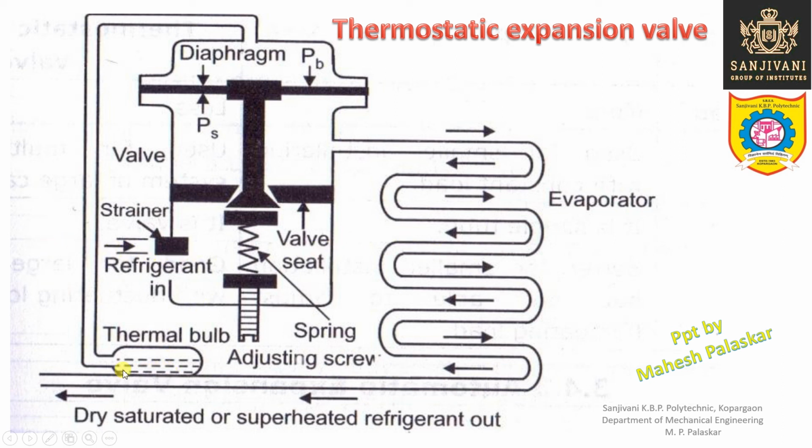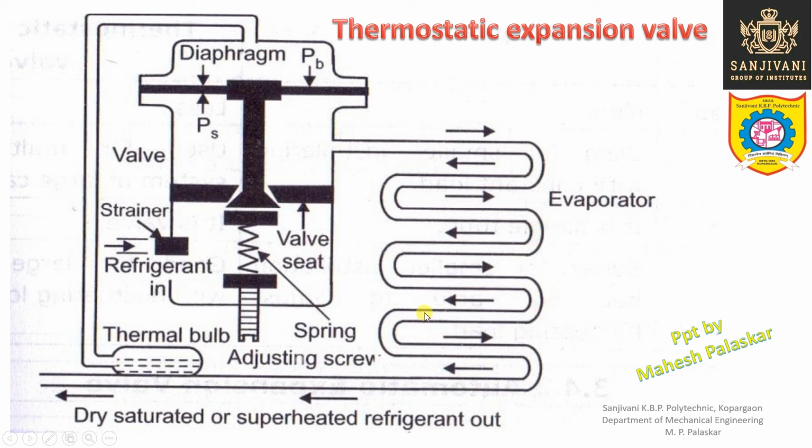So what is happening here is that due to the increase in the temperature of the refrigerant which is leaving the evaporator, the pressure which is acting on the diaphragm in the downward direction increases. This pressure is exerted by the fluid which is present in the thermal bulb, and due to that the valve and the diaphragm move in the downward direction, and this passage area is increased, and automatically more refrigerant will be allowed to flow to the evaporator, and that will compensate the increase in the load.